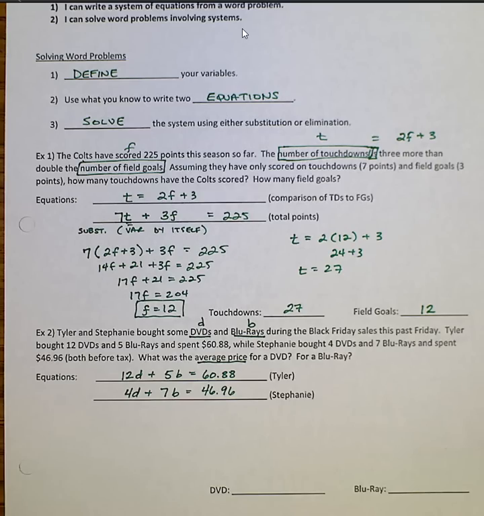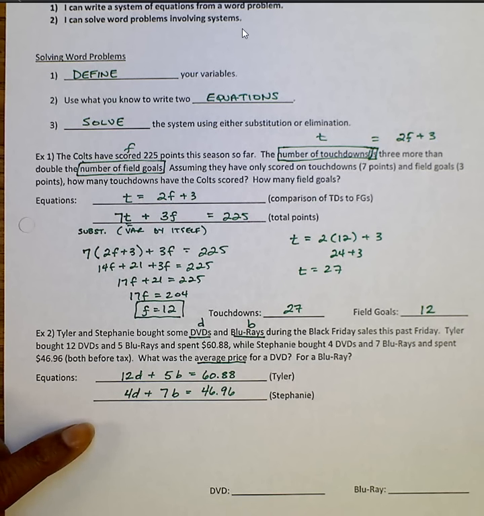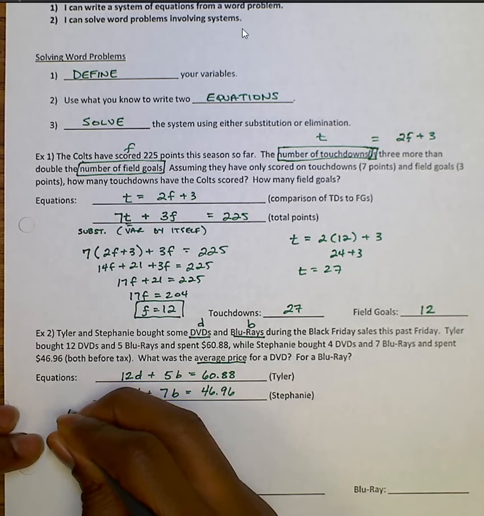So now we have a system, and what we see here is in the last one we had a variable by itself, and that really said, hey, substitution is probably the best way to go. Here we don't have a variable by itself, and it's not really a variable that we can say, oh, this is going to be really easy to get by itself either. And we also notice that the variables are on the same side, so this is pretty much set up for us to solve using elimination.